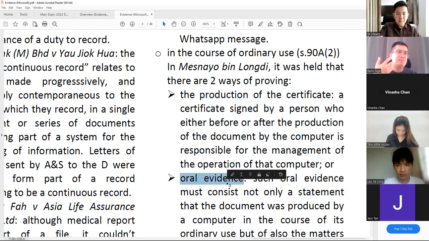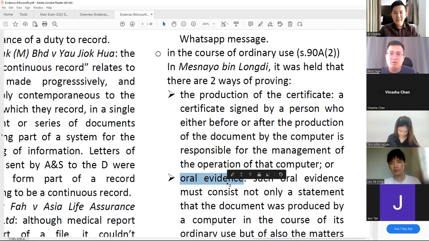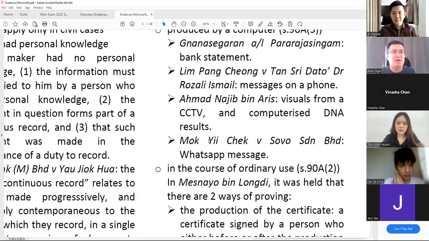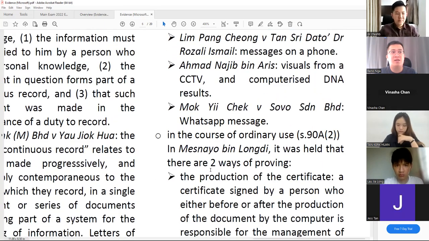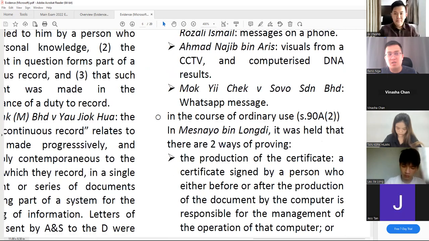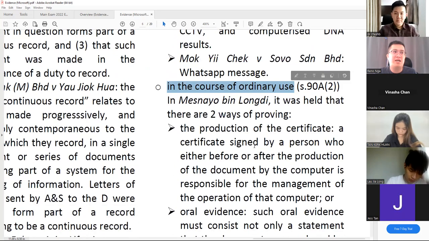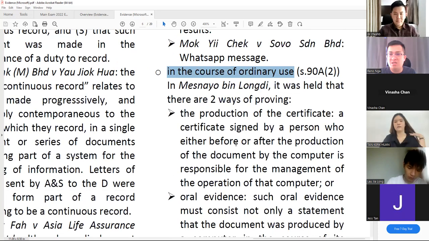For example, today Dr. Chi controls this computer, so I can talk about this class. So when we go to court, the court asks me, hey, Reno, when you're teaching, you printed out some sample answer, right? I say, yes. So I say, my lord, can I produce my sample answer, admissible under section 90A? The court says, Mr. Reno, is it produced by computer? I say, yes. Then the judge will ask me, Mr. Reno, is it in the course of ordinary use? Then I say, my lord, I don't understand what it means, in the ordinary use.